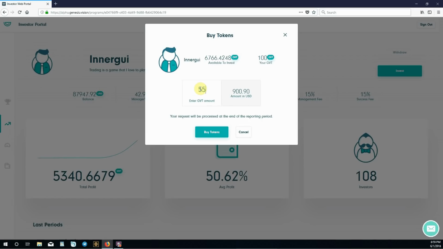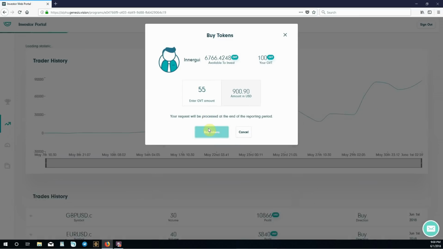We will go ahead and invest 55 Genesis Vision tokens, which at this current time is equivalent to $900.90. From what we can read, your request will be processed at the end of the reporting period, which means that we put the 55 Genesis Vision tokens into this platform right now. It will not actually be available in the money manager's account until this reporting period ends and reopens. Then they will be available.